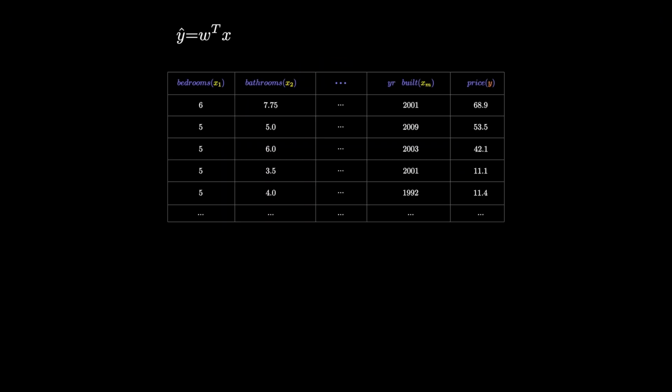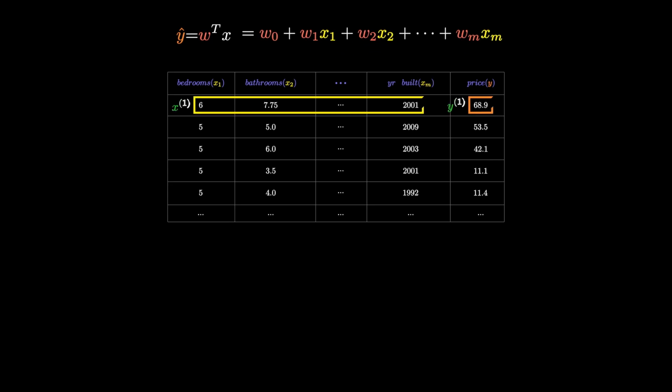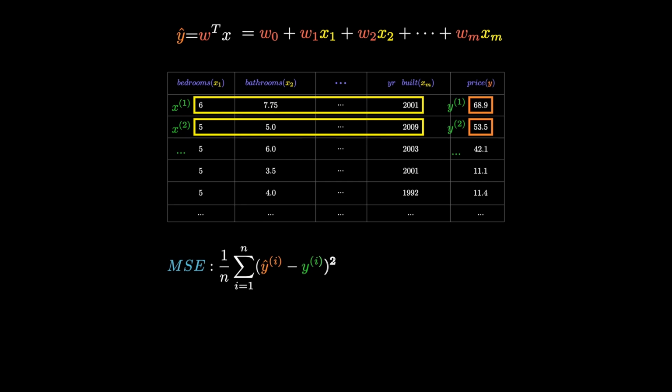Last time, we studied the equation y equals w transpose x. No matter how many independent variables we have, we can still express everything with this simple form. And our goal was to find the model parameters, the w vector. How did we find it? Through the mean squared error, or MSE.